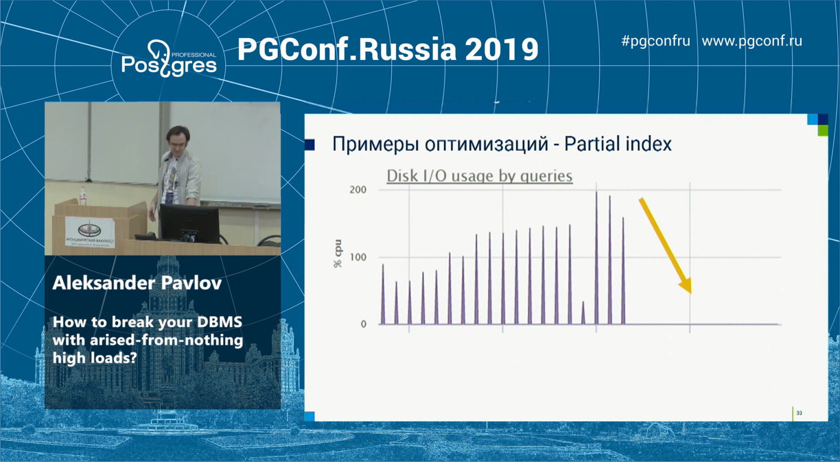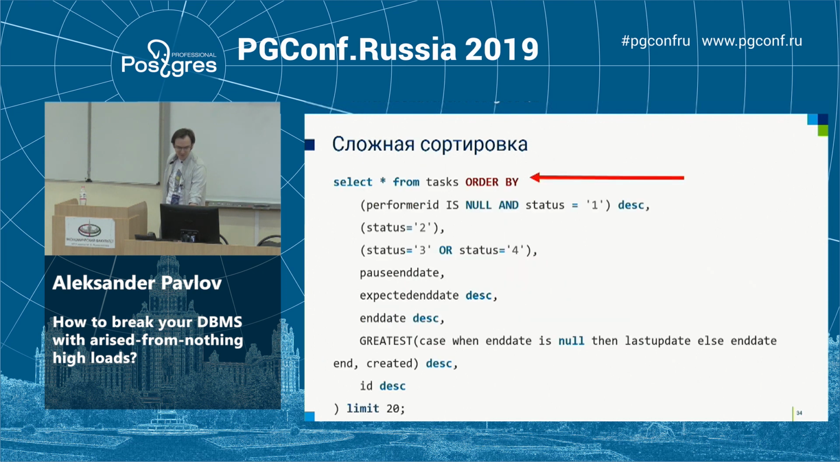And data start to grow. We created the feature, created a small partial index, and that's all. The disk I/O usage by query went down to 0.